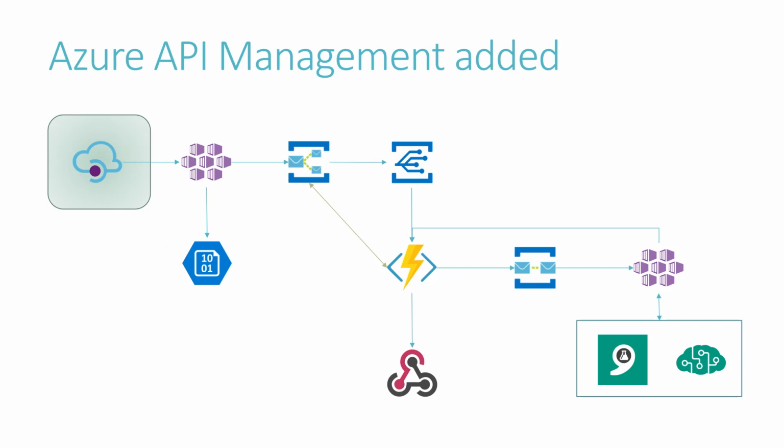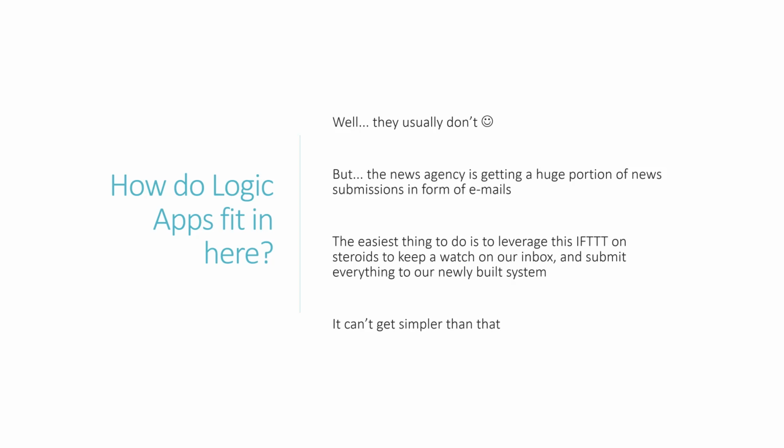Okay, so I've told you that we're going to talk about Logic Apps, but how do they fit here? Usually they don't, but the news agency is an old news agency and they are getting a huge portion of news submissions through emails. And the easiest thing we can actually do is use Logic Apps, which are basically if-this-then-that on steroids, have them watch our mail inbox, and whenever there's a mail which meets some criteria, ping our newly built system.